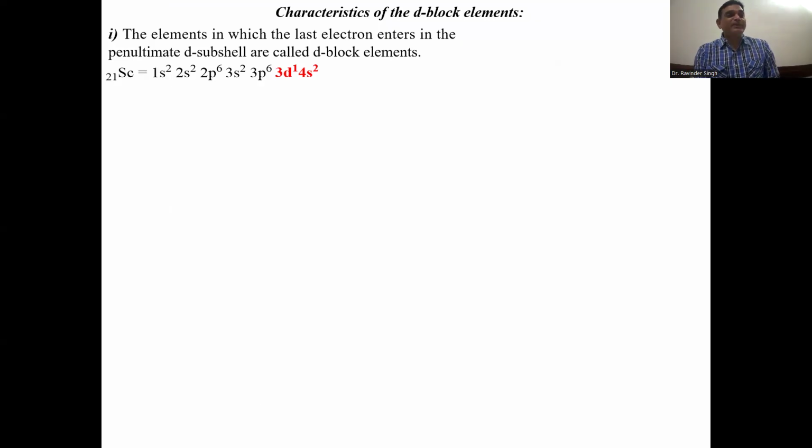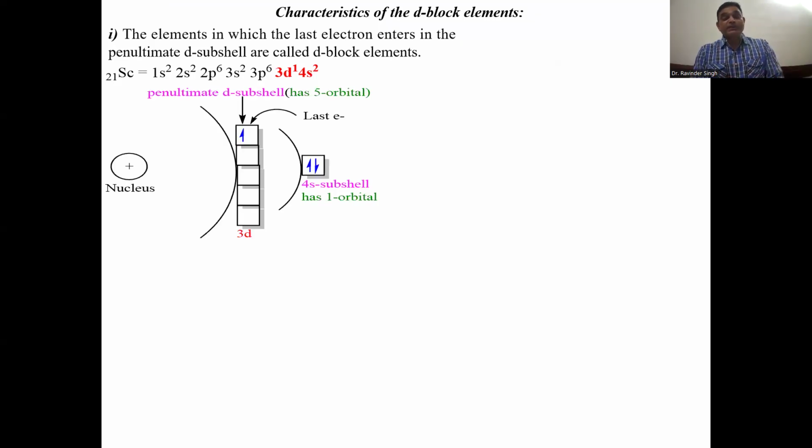You can write the configuration of the element: 1s2, 2s2, 2p6, 3s2, 3p6, 3d1, 4s2. So here is the diagram. You can see there's the nucleus, that is the 3d, the antepenultimate d subshell, and the valence 4s subshell. In the valence 4s subshell there are two electrons, and the last electron enters into the penultimate d subshell.